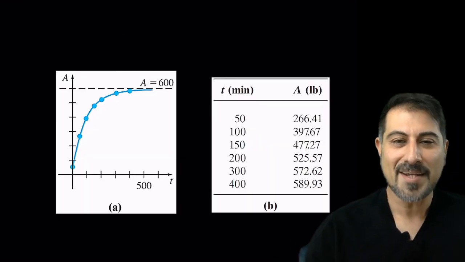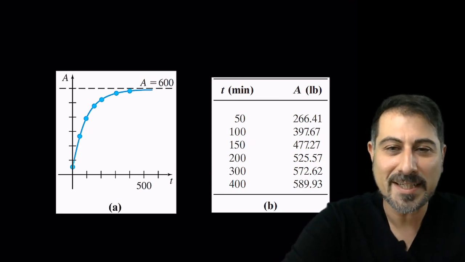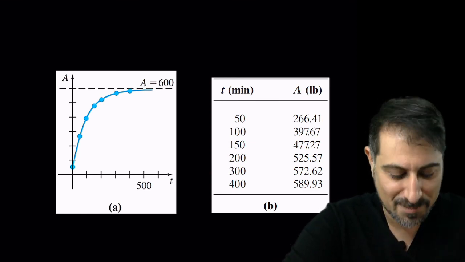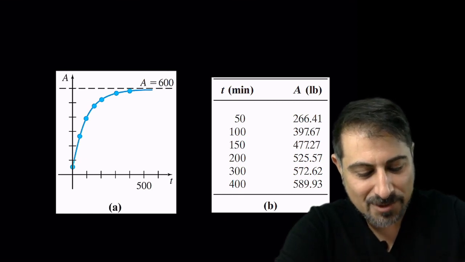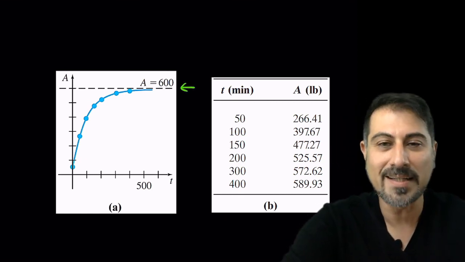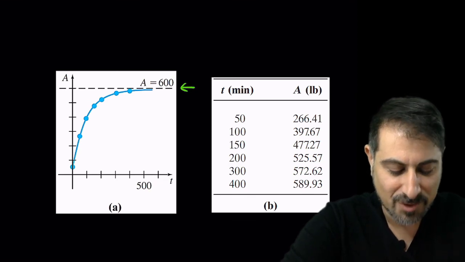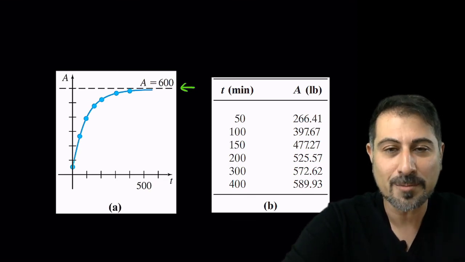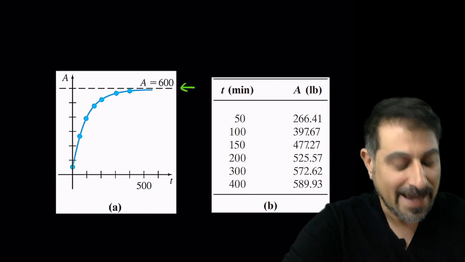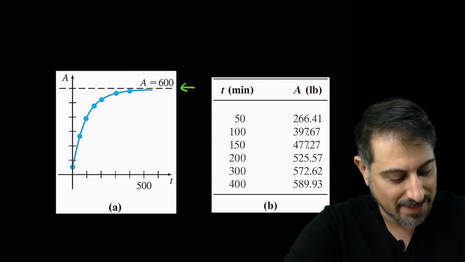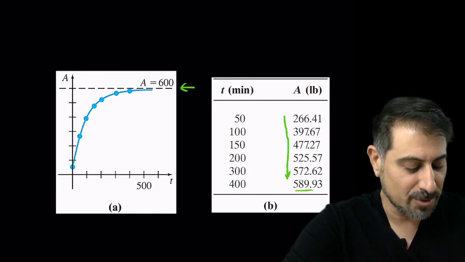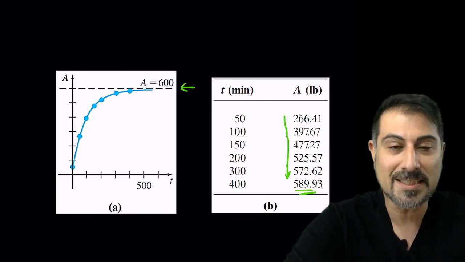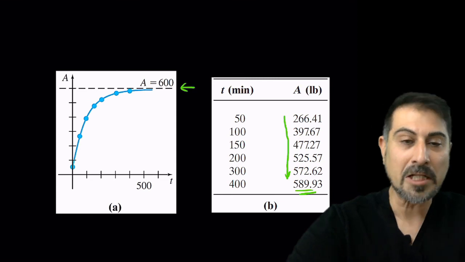And here is the graphical representation of the amount of salt in time. As you see, A equals 600 is serving as a horizontal asymptote. So the amount of salt will never actually reach there, but after a long time, even if you wait for 400 minutes, you're getting closer to 600. If you increase t, you will get closer and closer to 600.